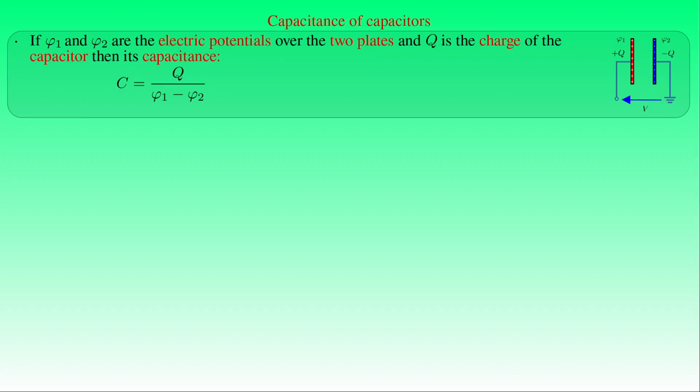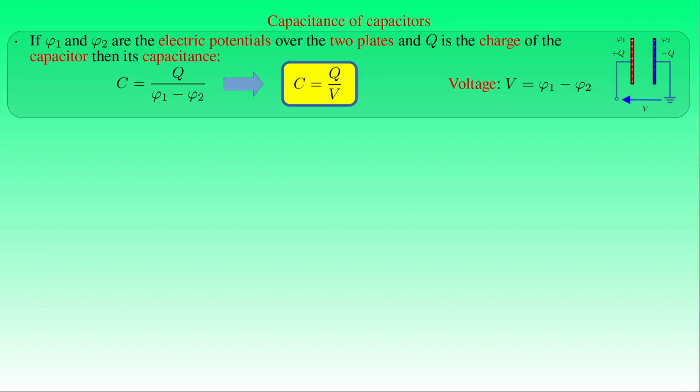In order to determine the capacitance of capacitors of different geometries, we use the definition of capacitance stating that if the electric potentials over the plates of a capacitor are given by phi1 and phi2, then the capacitance C of the capacitor is equal to the ratio of the amount of charge Q of the capacitor to the difference between the potentials phi1 and phi2. Here the charge plus Q is distributed over one of the plates of the capacitor and the charge minus Q is distributed over its other plate. The voltage V through the capacitor is defined by the difference between the potentials phi1 and phi2, and the capacitance C can also be written as the charge Q divided by the voltage V.